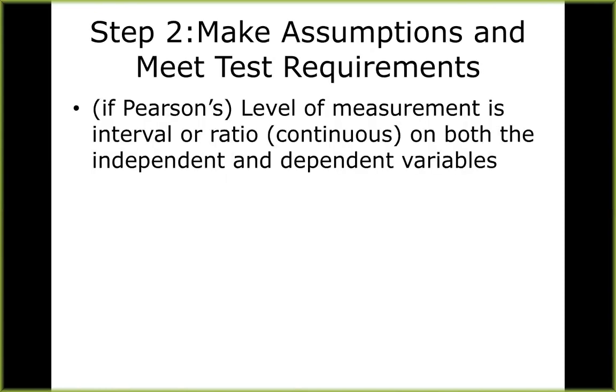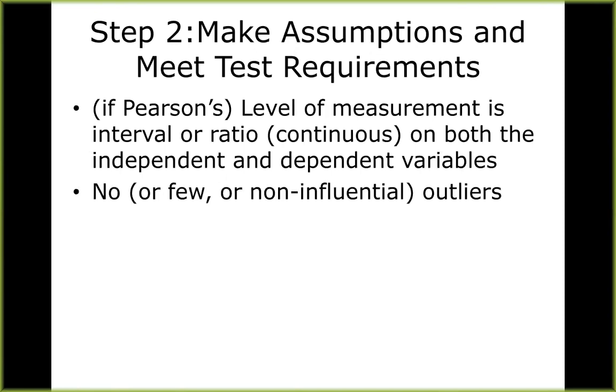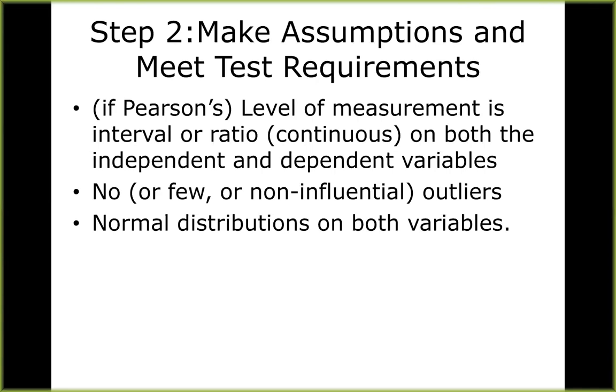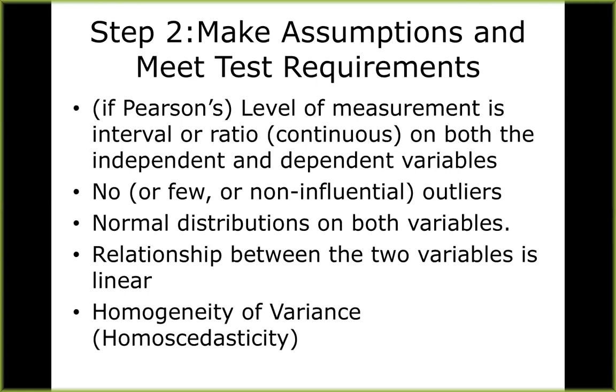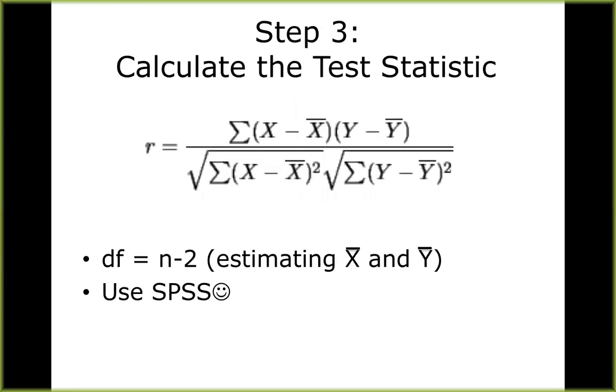If we're doing a Pearson's correlation, we're making sure that the level of measurement is continuous on both the independent and dependent variables. We'll talk at the end about different kinds of correlations that have different assumptions or intentions. We want very few or non-influential outliers. Make sure we're normally distributed on both variables or pretty close to it. The relationship between the two variables is linear, and that we have homogeneity of variance. And then you just calculate it.